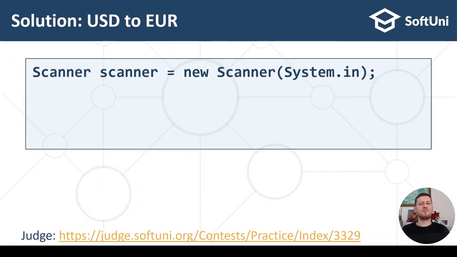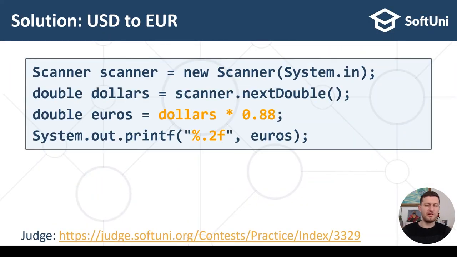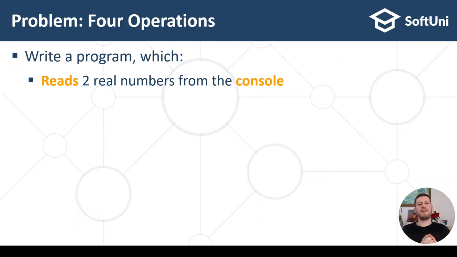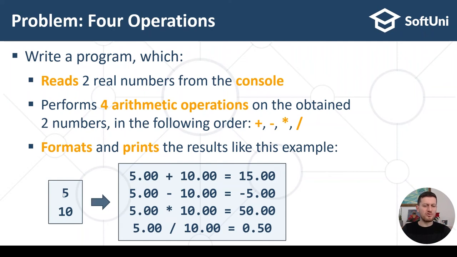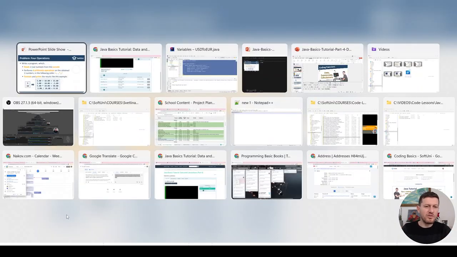Okay, let's continue with the next problem. It's called four operations. We need to write a program which reads two real numbers from the console and performs four arithmetic operations on these two numbers in the following order: plus, minus, multiplication, division. And the output should be like this. If we have 5 and 10, we should print 5 plus 10 equals 15. 5 minus 10 equals minus 5. So we always use two digits after the decimal point. And that's all. It's not quite complex.